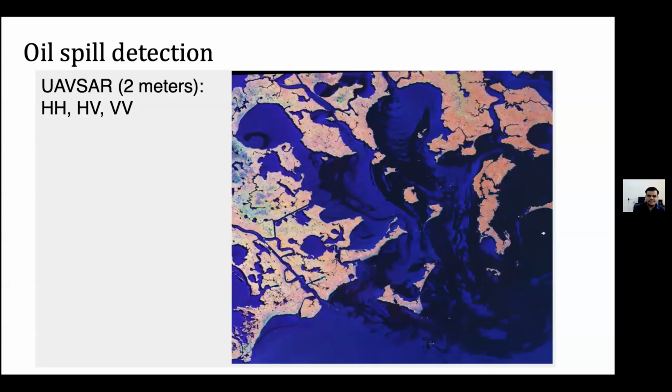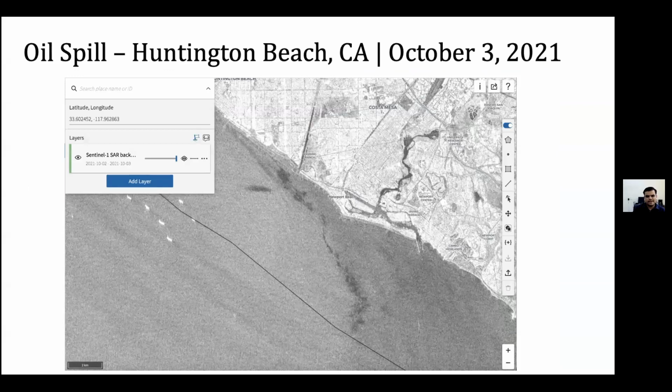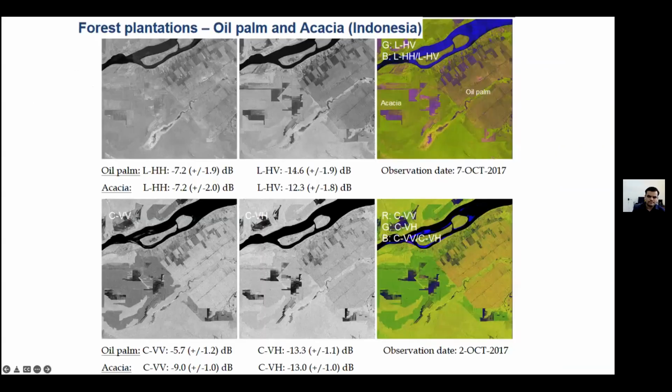Another application is oil spill detection. When I was doing my postdoc, we had an oil spill near JPL Caltech, on Huntington Beach in October of 2021, and we captured this Sentinel-1 SAR backscatter data. These darker patterns in the ocean that we see are all the oil spills coming from this particular port, and then we can estimate where this oil spill will go and how to mitigate it further.